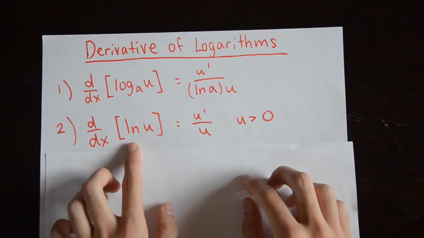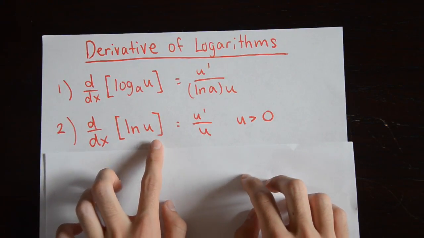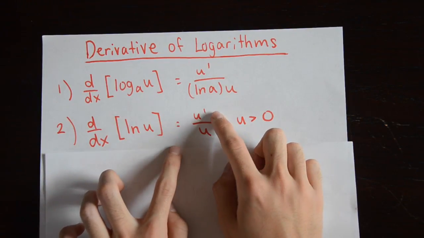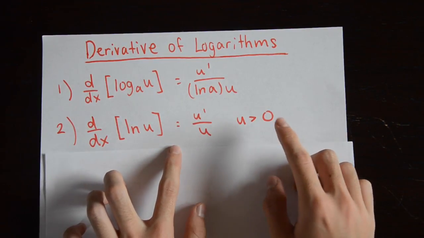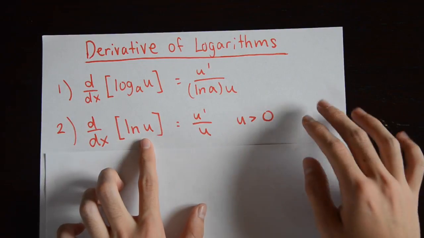The derivative of the natural log of u is the same as finding the derivative of u divided by u when u is greater than 0. If u is a negative number, you get error.